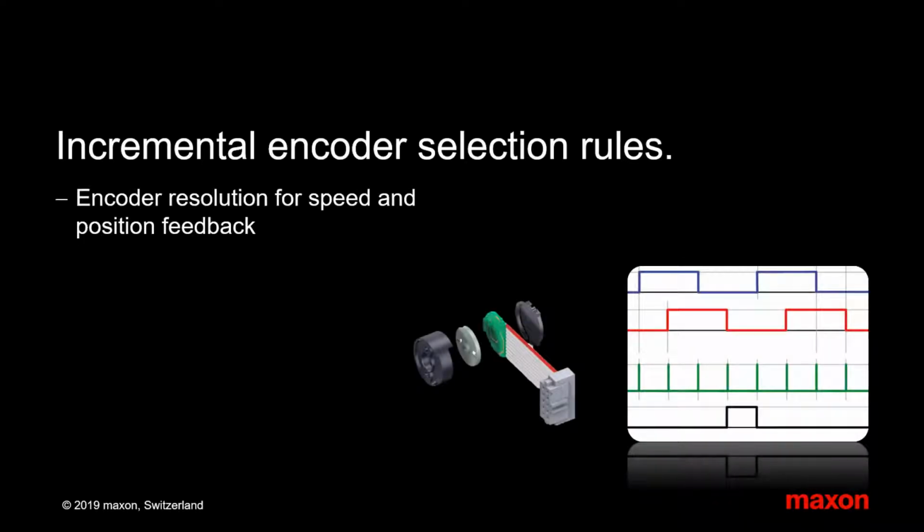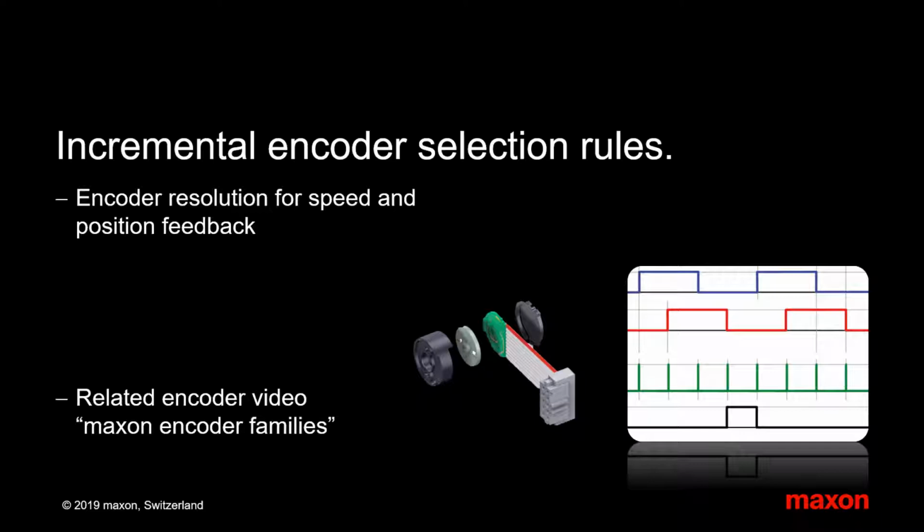This tutorial would like to give some recommendations for finding a suitable encoder for your application. It focuses on incremental encoders, the most widely used sensors for speed and position feedback on miniature motors. Additional information on the different maxon motor types and their applications can be found in the maxon encoder families video.